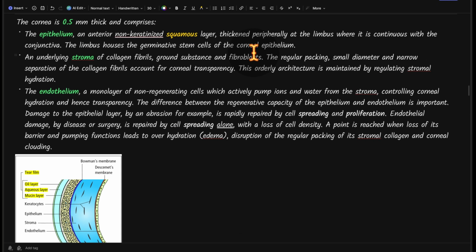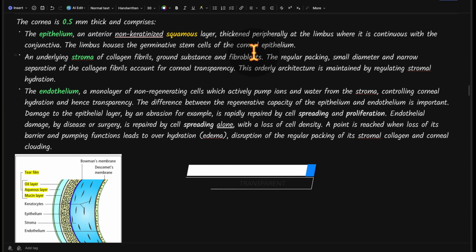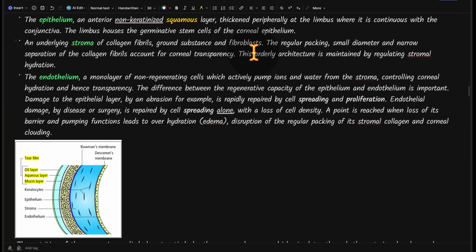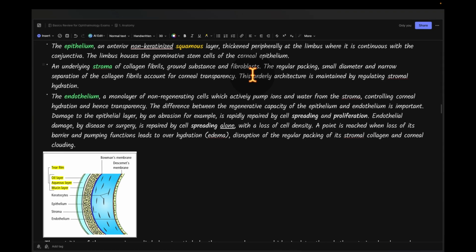Then you have the underlying stroma, which is composed of collagen fibrils, ground substance, and fibroblasts. Now, how is the cornea transparent? The cornea is transparent with the help of 2 mechanisms. Number one, there is a regular packing, small diameter, and narrow separation of the collagen fibrils. And number two, there is a tightly regulated stromal hydration. How that happens, we're going to discuss now.